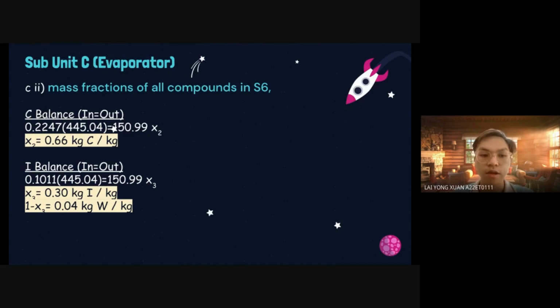Next, the equation we will consider is the I balance, which is the same, input equals output. And with this equation over here, we find the value of X3, which is 0.30 kg I per kg.